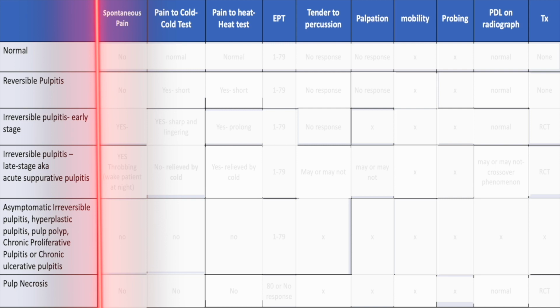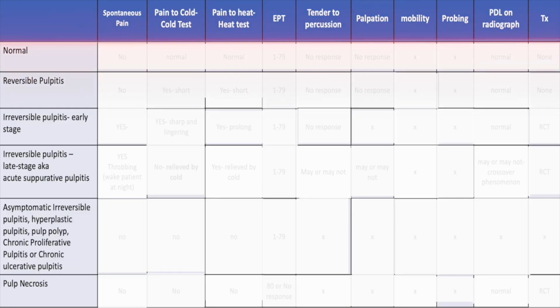There will be some questions like this. So once again, irreversible pulpitis late stage is known as acute suppurative pulpitis, while irreversible pulpitis early stage is known as irreversible pulpitis only. Asymptomatic irreversible pulpitis is also known, though not necessarily, as hyperplastic pulpitis, pulp polyp, chronic proliferative pulpitis or chronic ulcerative pulpitis. Then the next one would be pulp necrosis. So let's dive into each one of these.